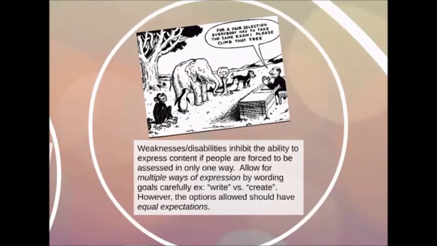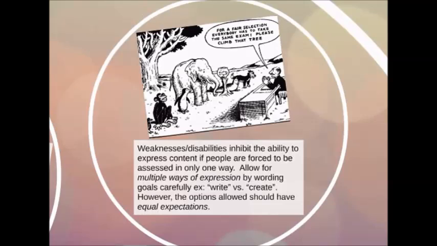Here I have a cartoon which depicts a variety of animals: a dog, a seal, a fish, an elephant, a penguin, and a monkey, and a man sitting behind a desk saying, "For a fair selection, everybody has to take the same exam. Climb that tree." The monkey is grinning and is likely to do well on his exam, but the other animals look shocked and unhappy as they are likely to fail.